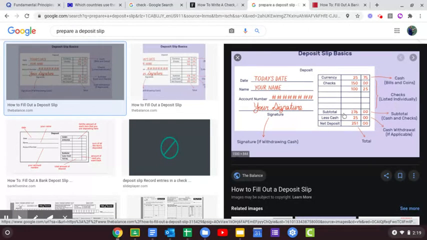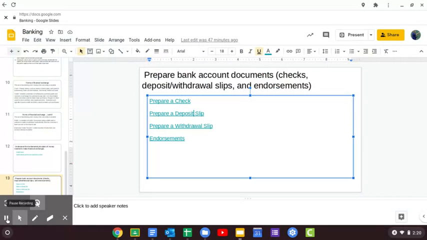You're going to have your total. You're going to take your cash away if you want any cash, and then what your total deposit is going to be. So we prepared a check. We prepared a deposit slip. Let's look at a withdrawal slip.